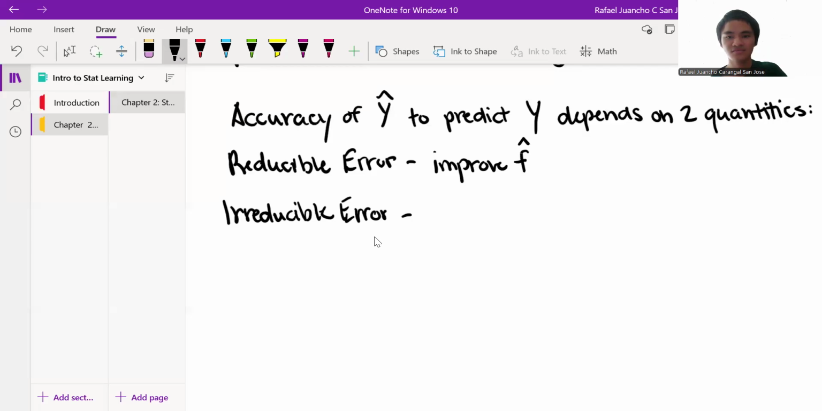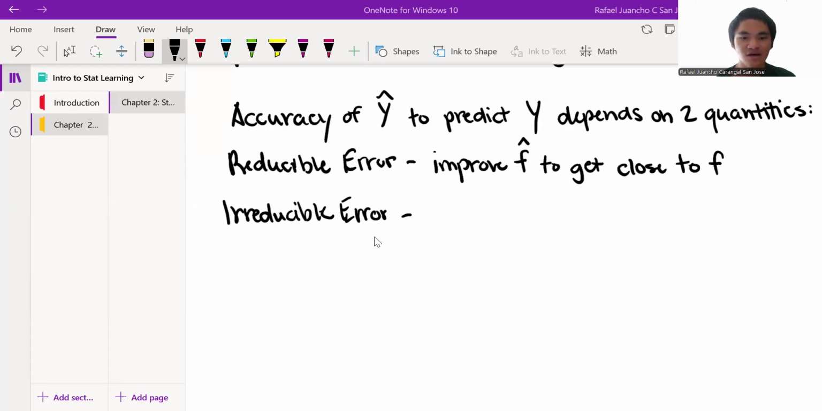So when we say reducible error, this means we can improve this thing to achieve, or to not really achieve. We can, but it depends, to get close to this thing, to F, right? And we're going to use statistical learning techniques to do that, which we have yet to learn about.